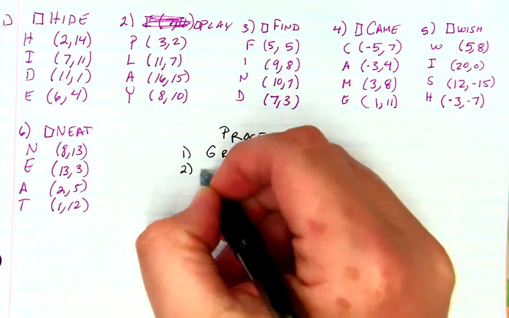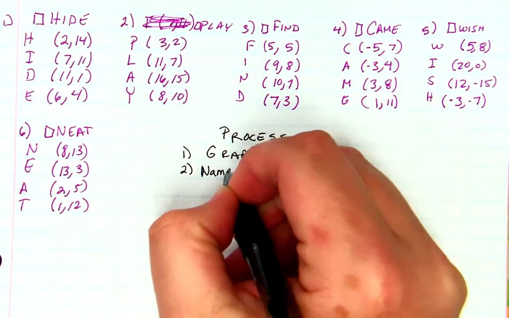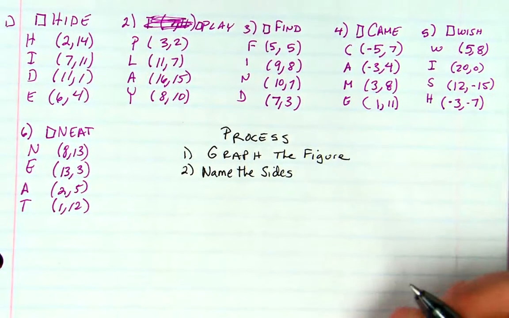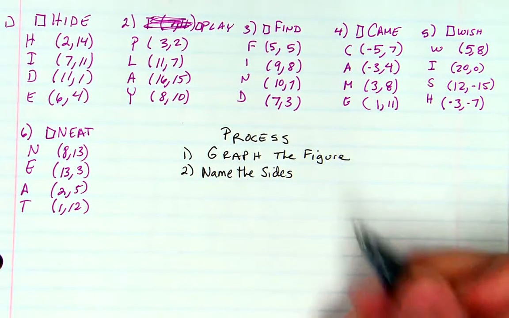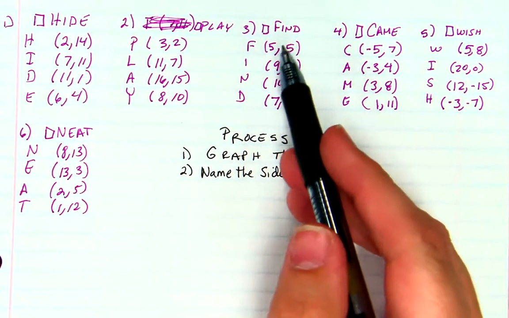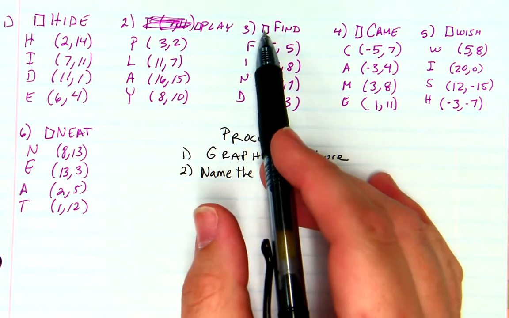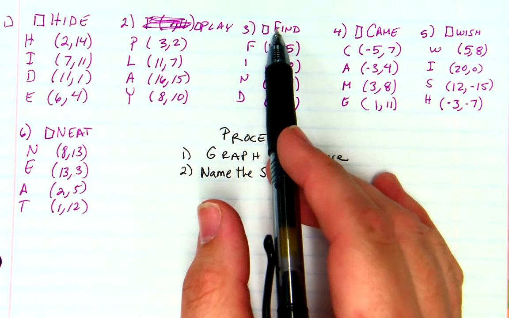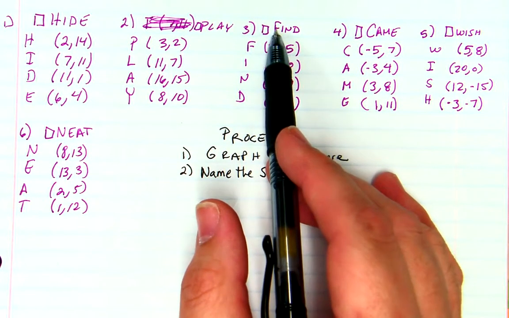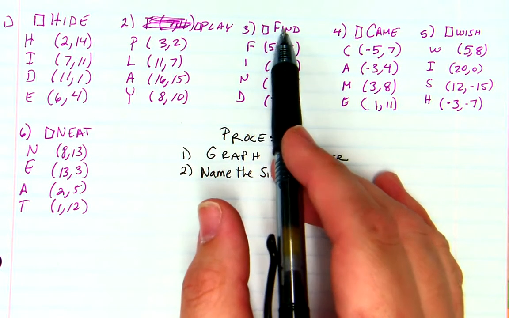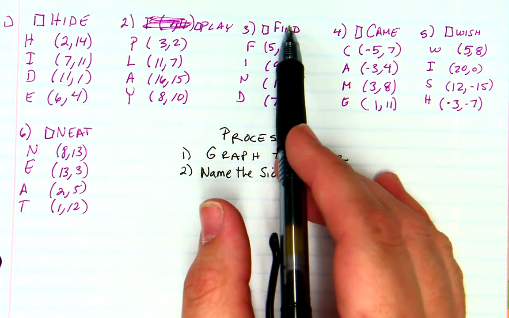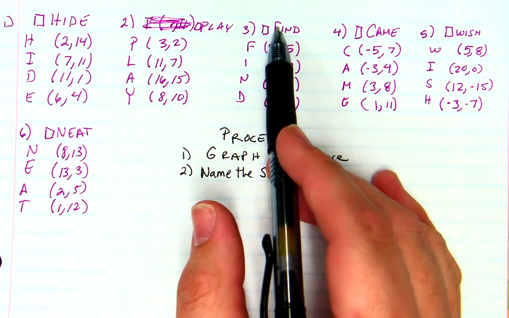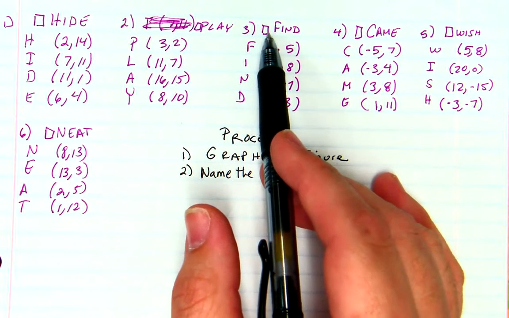Second thing, you're going to have to name the sides. And that's going to come from the picture. We have to see what the picture is. But it also comes from the name. Like, for example, FIND: you can go through and say FI is going to be the first side, IN is going to be the next side, ND is going to be the next one, and then DF is going to be the 4th side. The names are written in order.